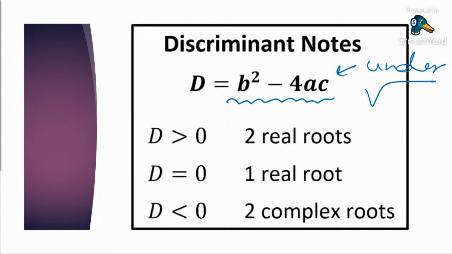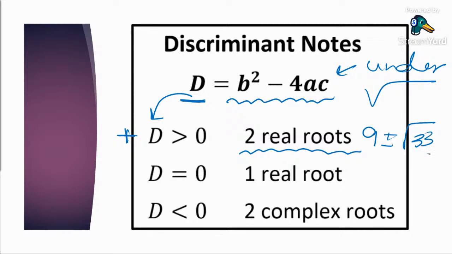So if we happen to have a discriminant greater than 0, in other words, a positive number, we're going to have 2 real solutions. An example that we came across is having 9 plus or minus the square root of 33, all divided by 4, or whichever number below. Because 33 was positive, we can say we have 2 real solutions.